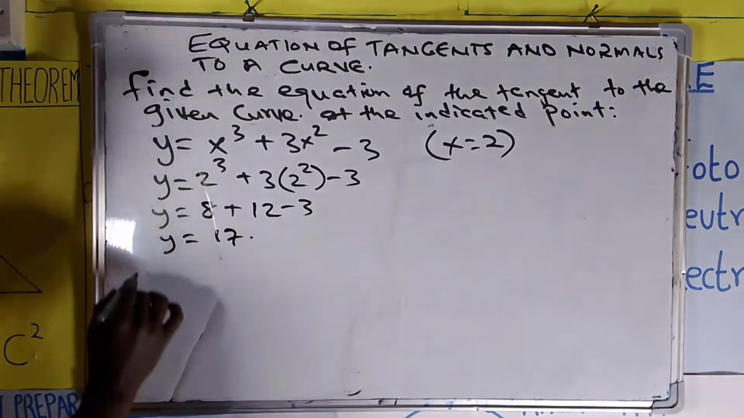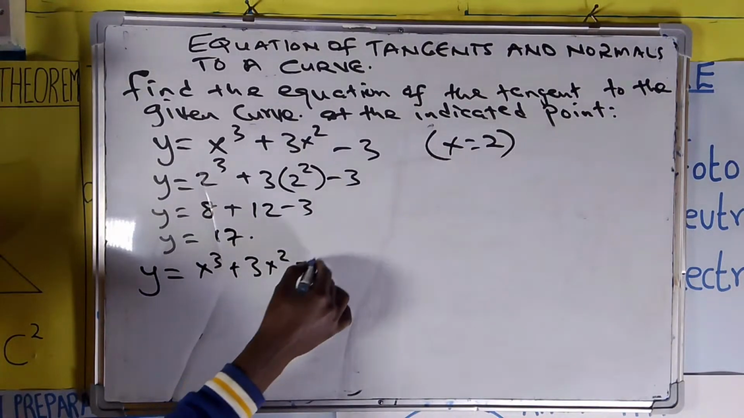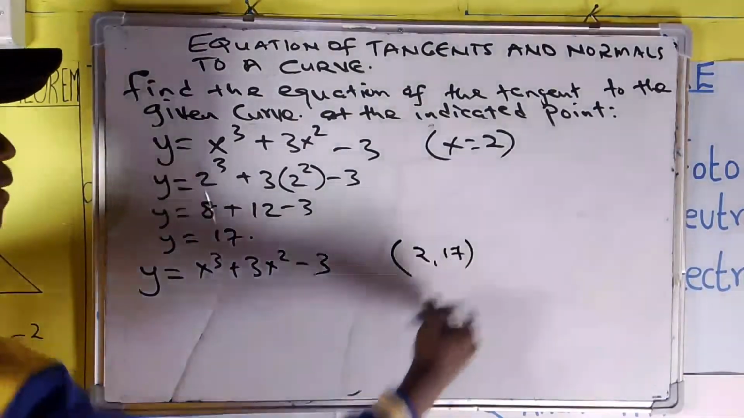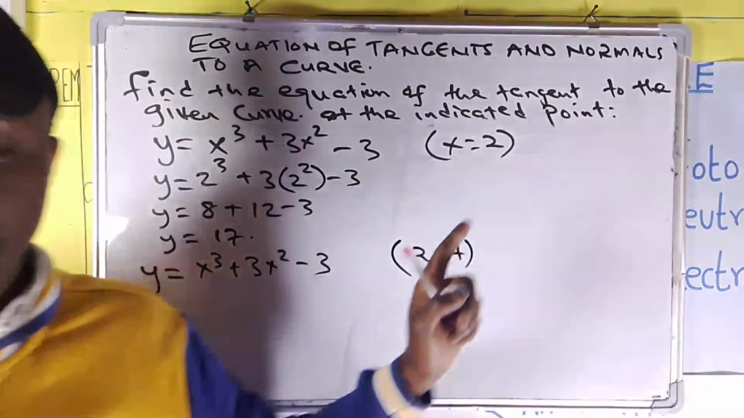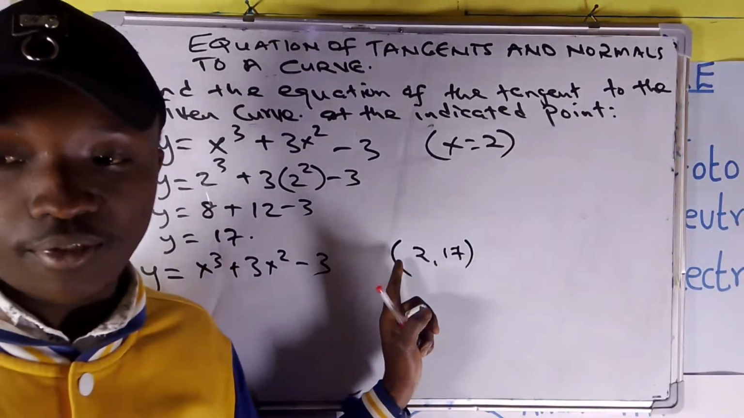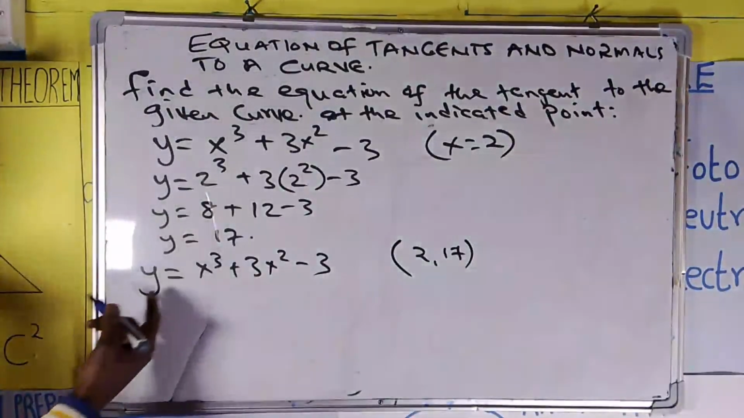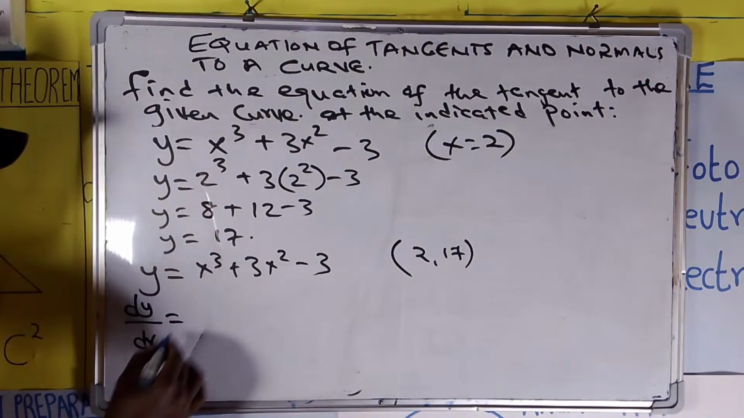So that we can now have our equation as y is equal to x cubic plus 3x squared minus 3, and our coordinate is 2, 17. Mbona tumetafuta y? Ni juu tukienda kutafuta equation ya tangent tunahitaji tuwe na coordinate yetu in form of x and y. So that's why tumetafuta y kwanza. So what we are now going to do, we now find our gradient function dy over dx.